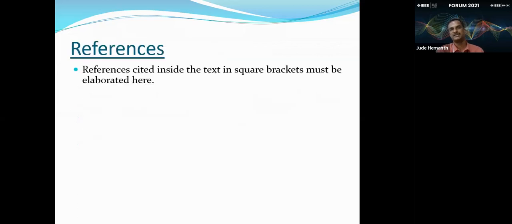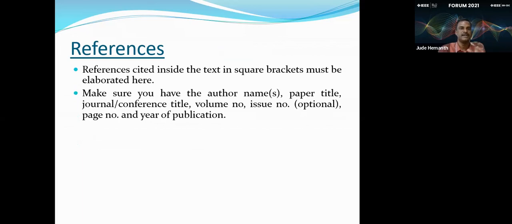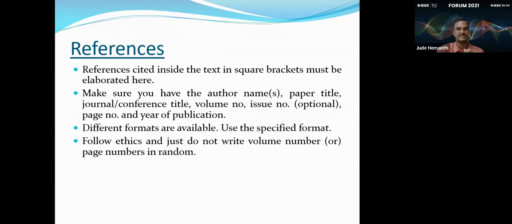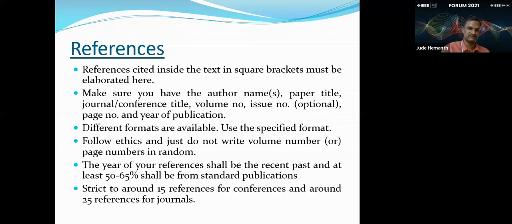And references cited inside the text in square brackets must be elaborated here. Each references will have a format, right? That will be given in the publisher template. You need to follow that. Follow ethics and just do not write random volume number. If you write random volume number, again, they will check, they will catch, the publisher will ask you to give all the information. Unless otherwise you give all the information, they are not going to publish your paper even after acceptance.